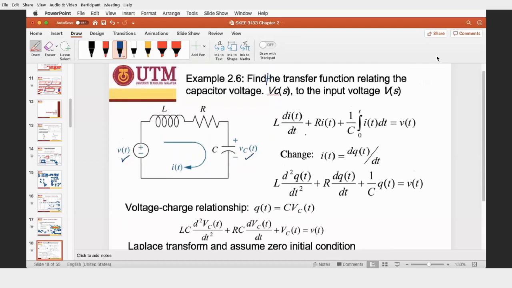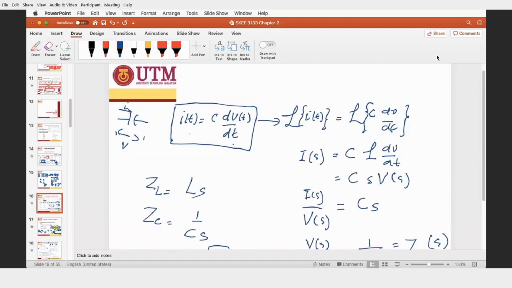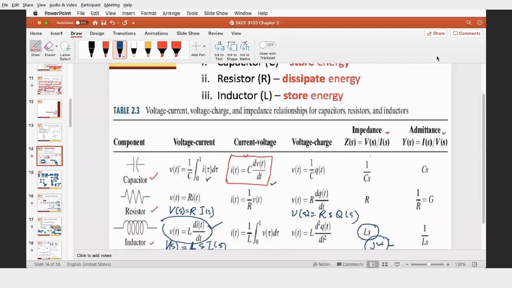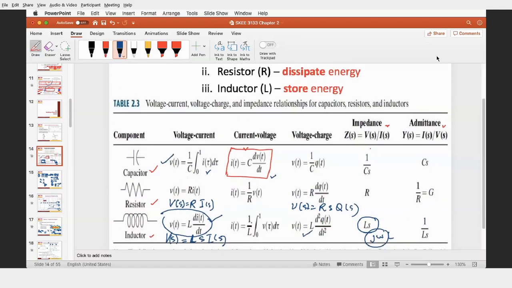Okay, so we refer to this equation. I hope everybody knows how to derive the differential equation of the circuit. If we derive the differential equation, remember that L di over dt is actually your VL. R times IT is VR. And 1 over C integral of IT dt is your VC. You can refer to this table. For the capacitor, this is the formula. For the inductor, to get the V, this is the formula.